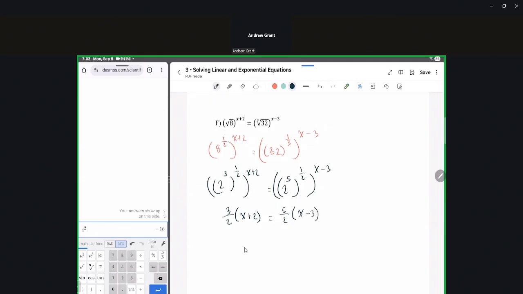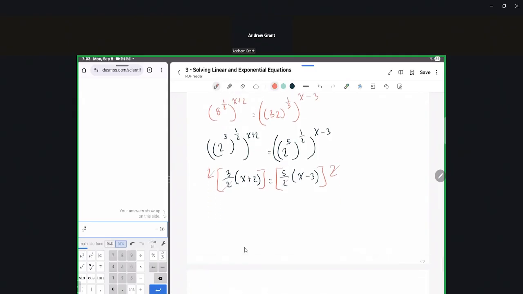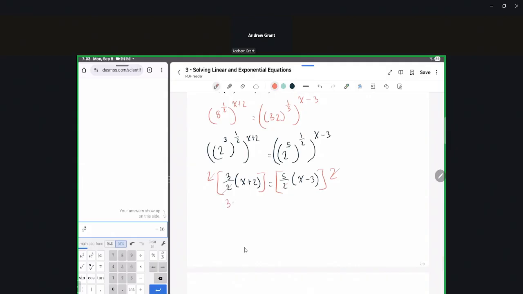Now at this point here, we can eliminate the denominators by multiplying both sides by 2. And what we end up with will be 3 times x plus 2 is equal to 5 times x minus 3. And now at this point, we can go ahead and just expand and simplify down and see what we get.